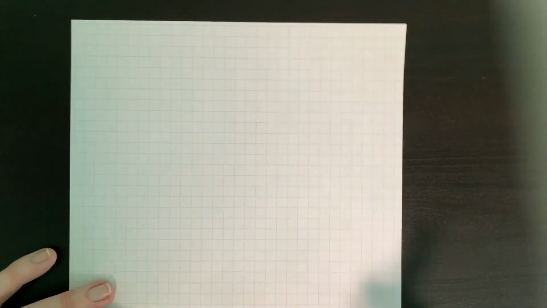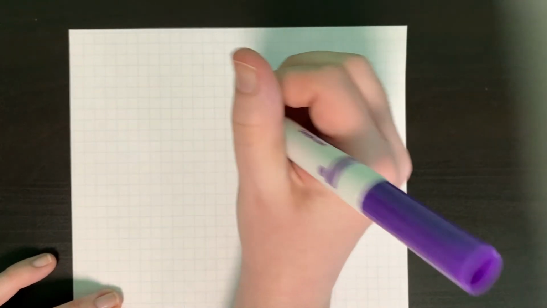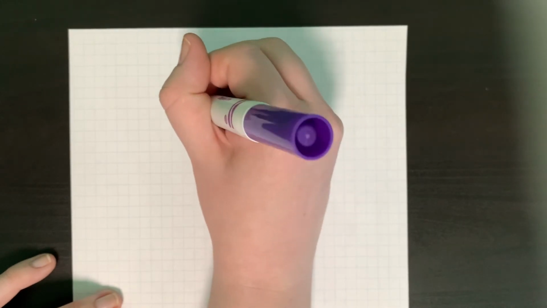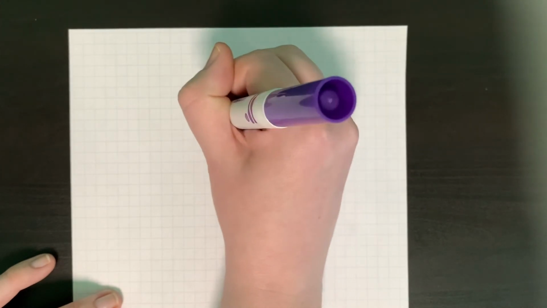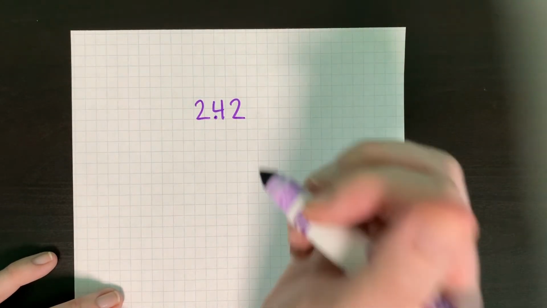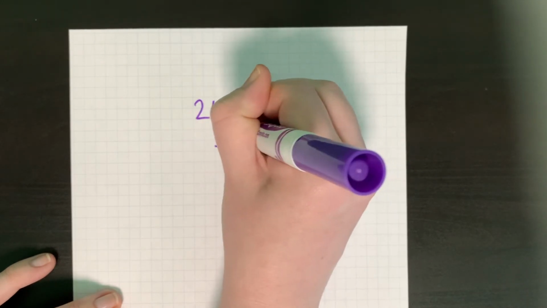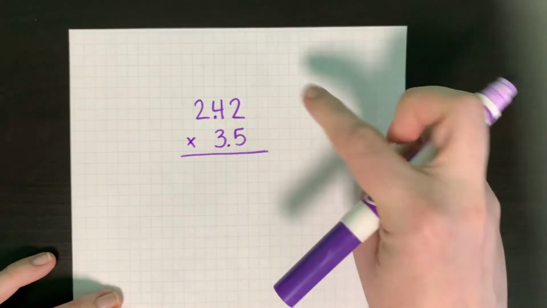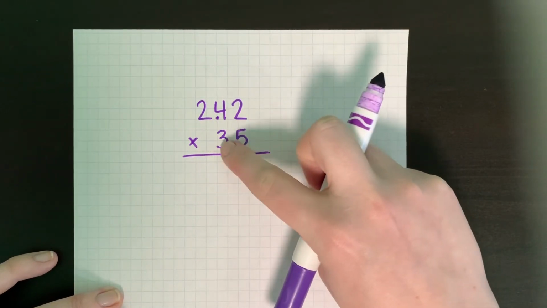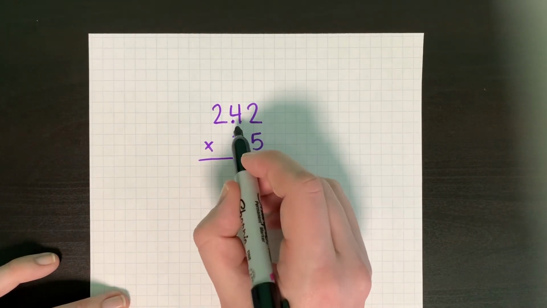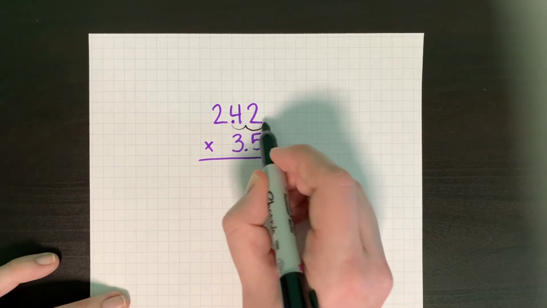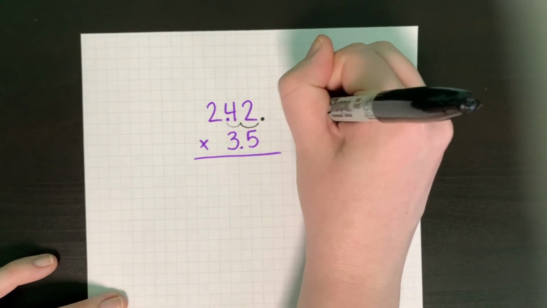Okay, and we're going to be working with a different number of decimal places for this one. Okay, so let's do 2.42 multiplied by 3.5. So here we have 2 numbers, but we have 2 different numbers of decimal places. So for this top one, 2.42, we actually have to move our decimal out 2 places, right? 1, 2.